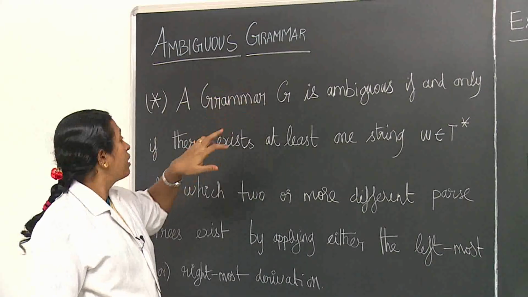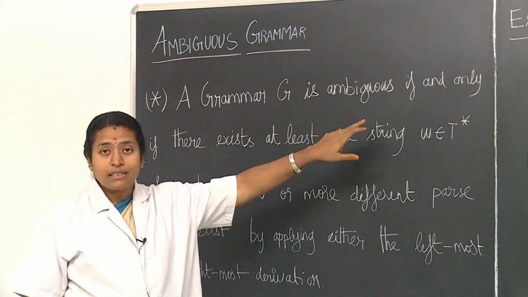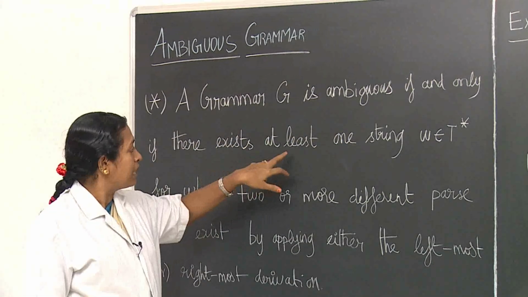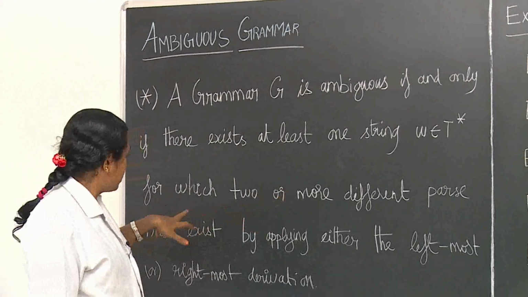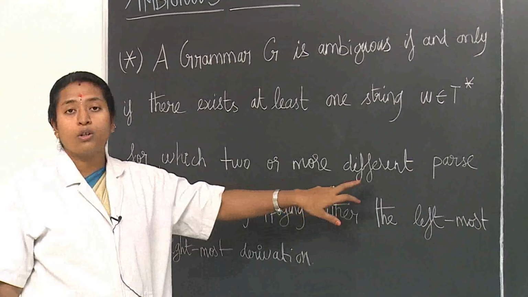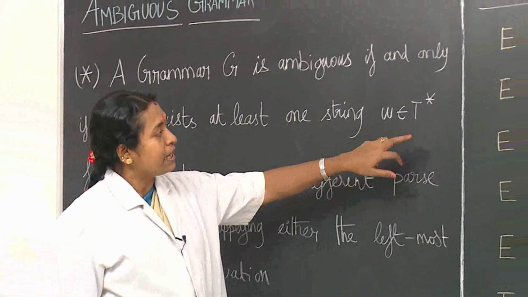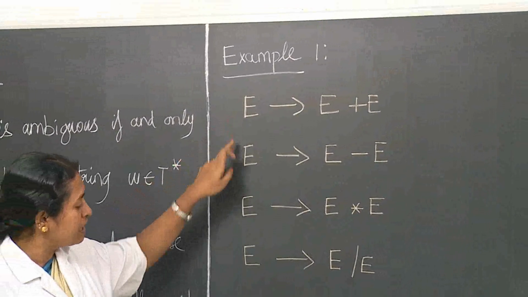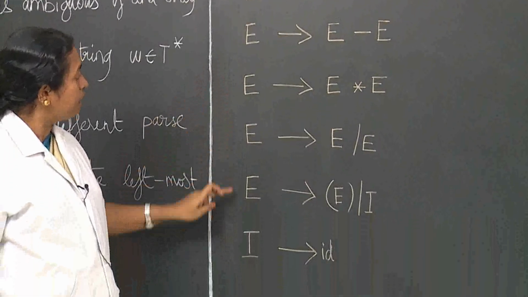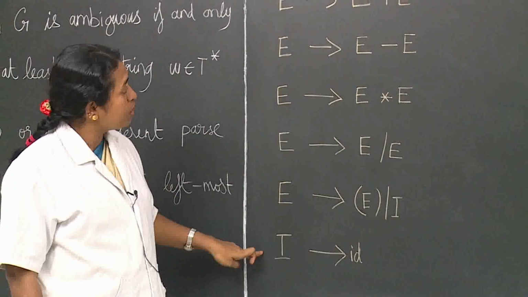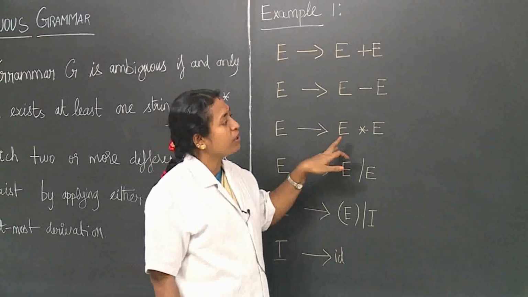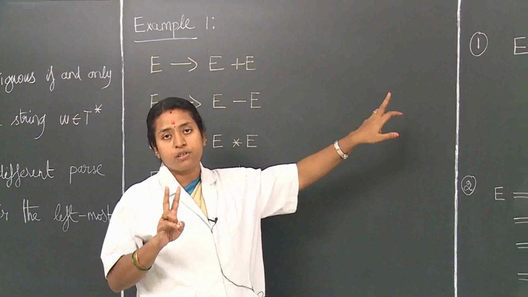Ambiguous grammar. A grammar G is ambiguous if and only if there exists one string such that it has more than one parse tree. Okay. Now we can see the example. For this example, these are the productions. There are totally 6 productions. Based on these productions, we can have two leftmost derivations.